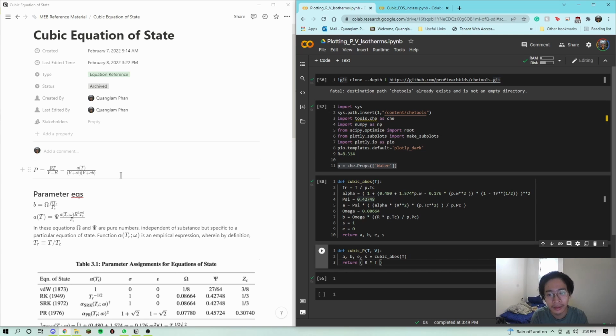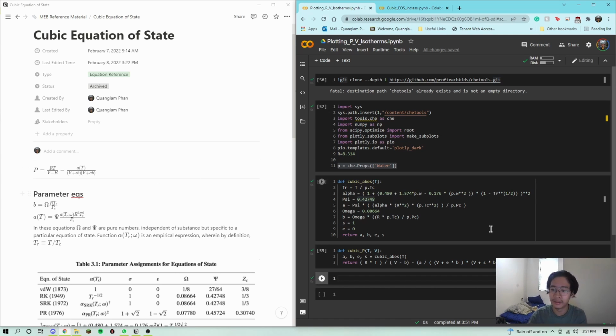R times T over V minus B minus A over V plus E times B times V plus sigma times B. My apologies, that should be a V. Okay, make sure our parentheses match up. Fantastic.